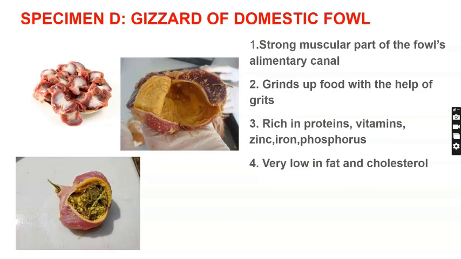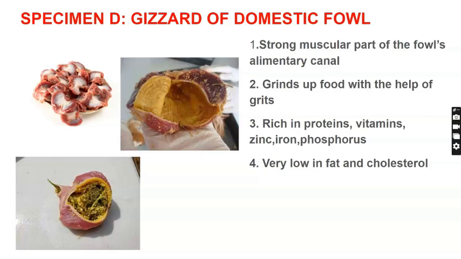Now let us see our next specimen, which is the gizzard of still the Gallus domesticus. As you can see, this is the external structure of what the gizzard looks like. It has a whitish inner and a reddish brown outer wall surrounding it. So that is what you should describe as the physical appearance of the gizzard.